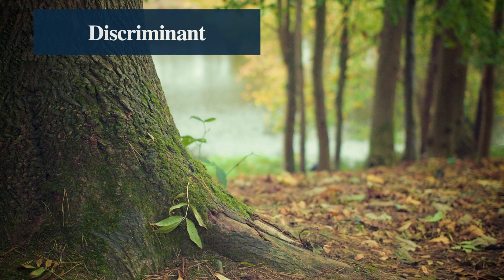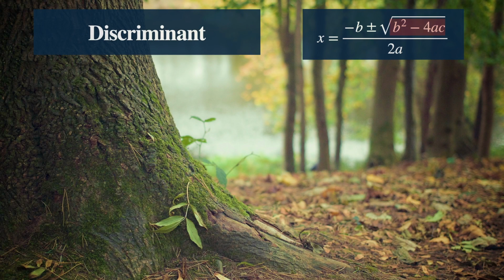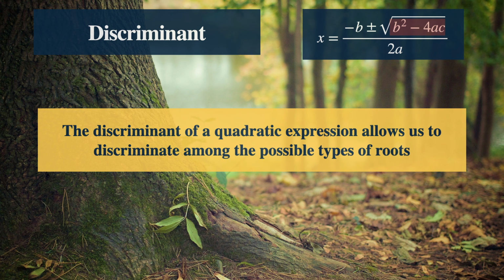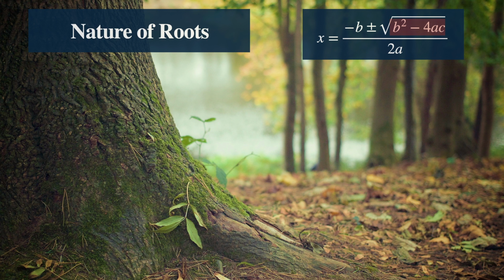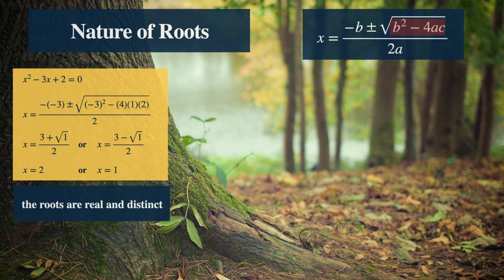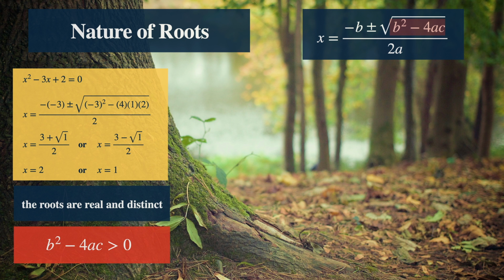The discriminant of a quadratic equation is simply b squared minus 4ac that you see in this quadratic formula. It helps us discriminate among the three possible types of roots. The first type of roots are real and distinct roots, as shown from the example quadratic equation here when we solve for x. Now notice that the roots are 2 and 1, and these numbers are real, yet different at the same time. So this always happens when b squared minus 4ac has a value of more than 0.